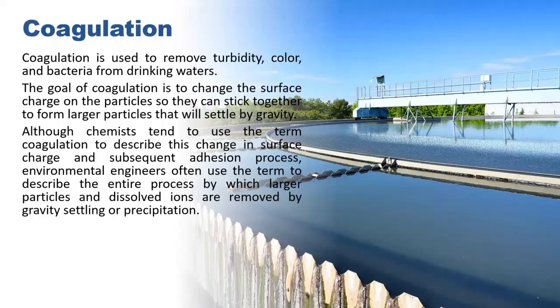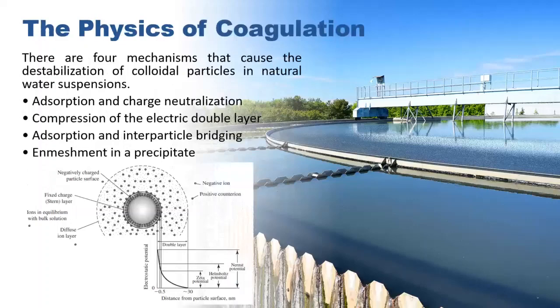Although chemists tend to use the term coagulation to describe this change in surface charge and subsequent adhesion process, environmental engineers often use the term to describe the entire process by which larger particles and dissolved ions are removed by gravity settling or precipitation. There are four mechanisms that cause the destabilization of colloidal particles in natural water suspensions.